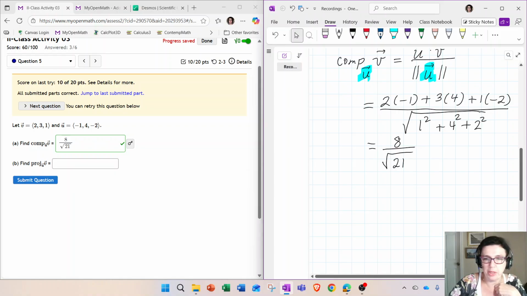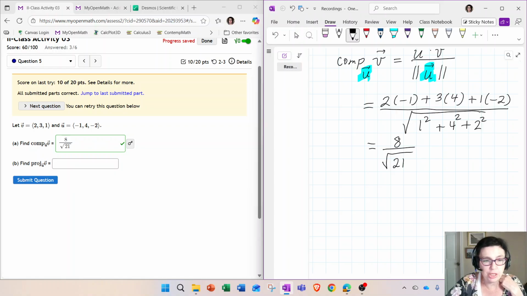Now, what happens with the projection? So the difference between the two parts is the component is always just a number, positive, negative, zero, whatever. But projection is a vector. Projection is a vector. So what vector is it?